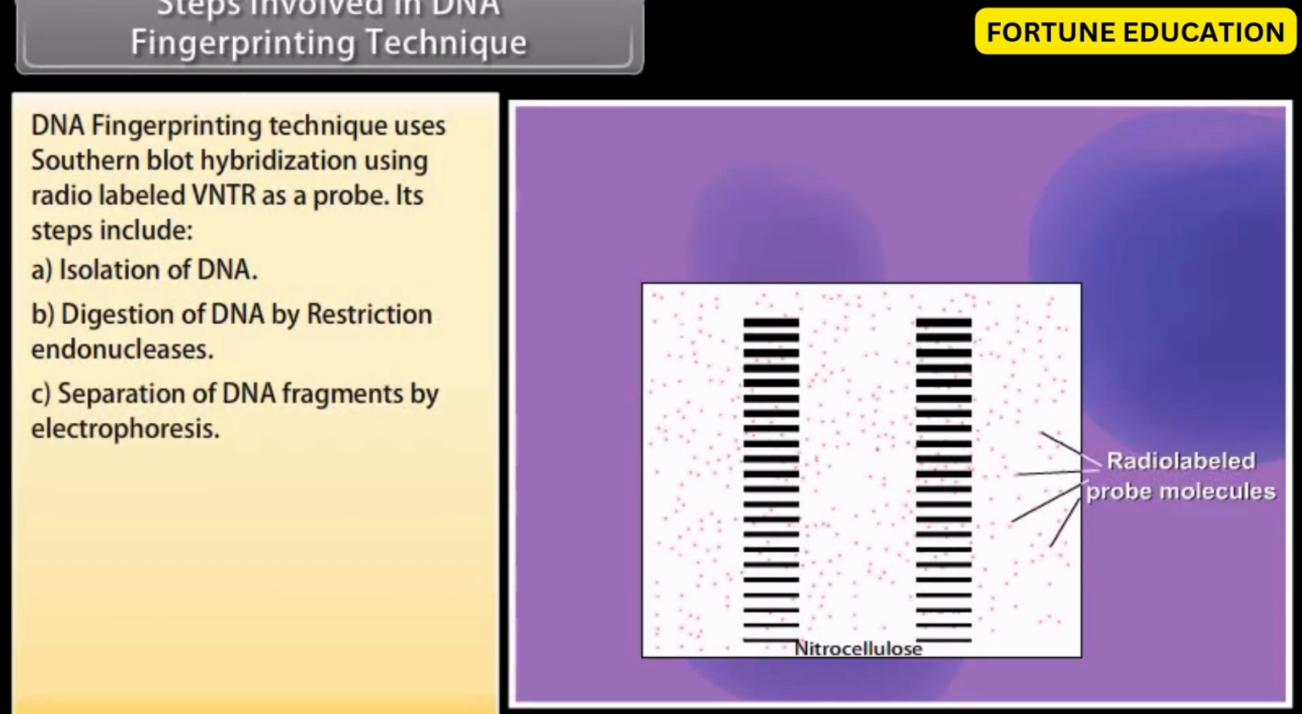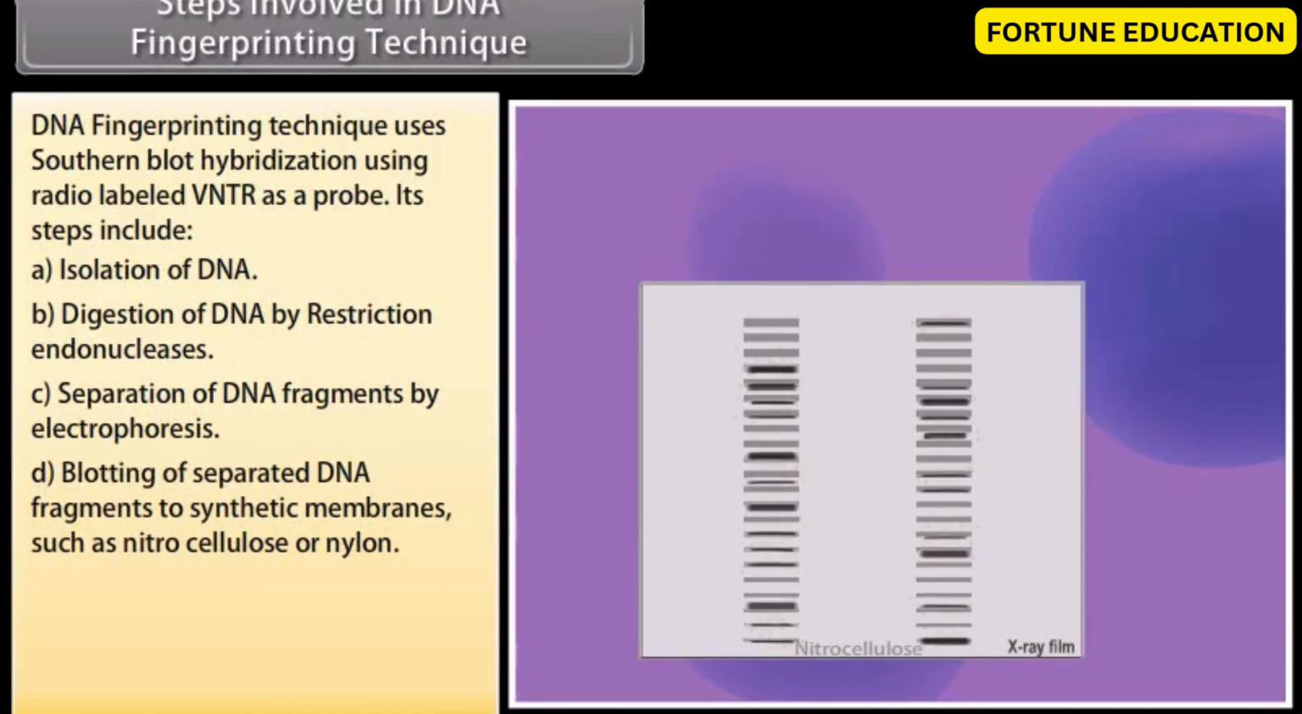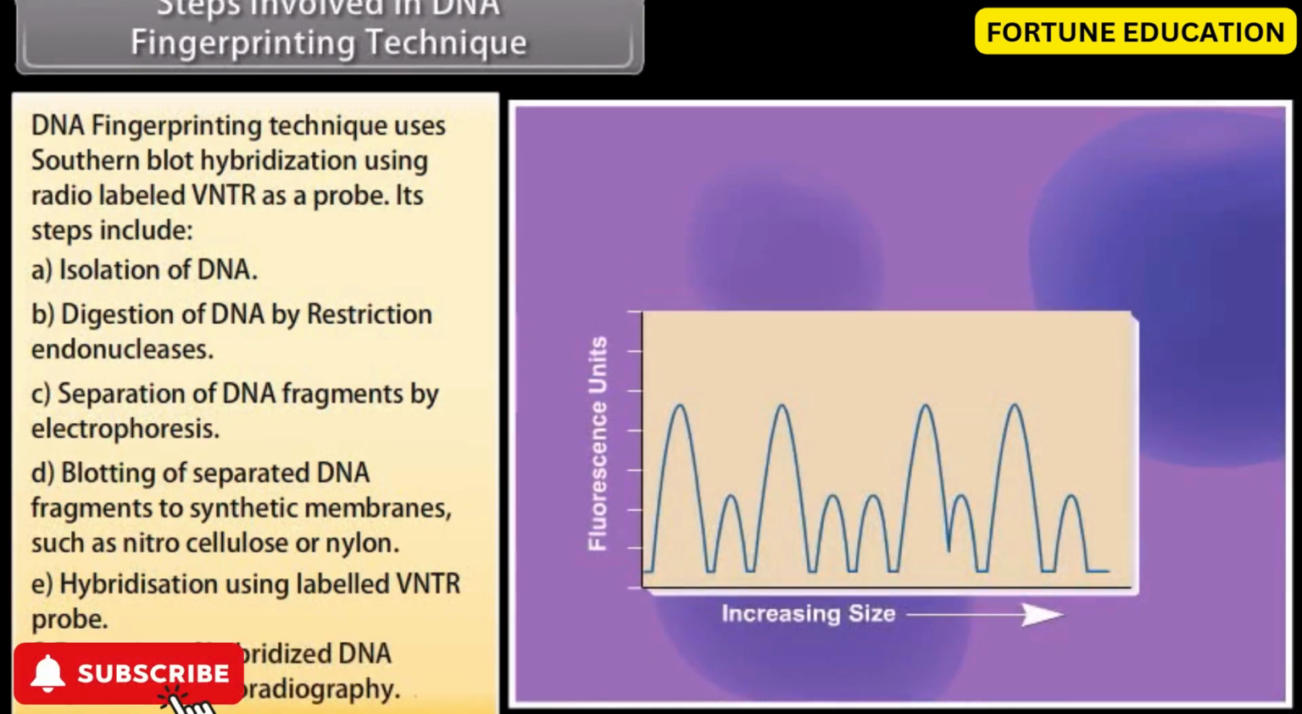C. Separation of DNA fragments by electrophoresis. D. Blotting of separated DNA fragments to synthetic membranes such as nitrocellulose or nylon. E. Hybridization using labeled VNTR probe. F. Detection of hybridized DNA fragments by autoradiography.